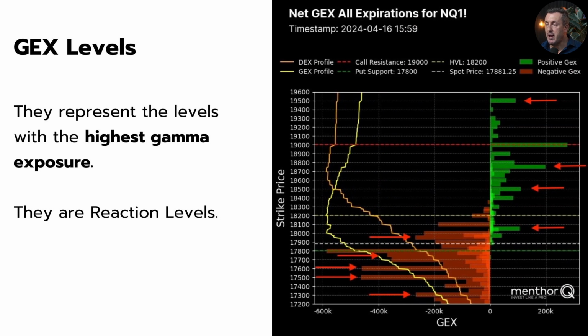On top of the primary levels, we have the secondary levels, which are the GEX level 0 to GEX level 10. They represent the bars with the highest gamma exposure, as we can see from the net GEX chart. Similar to the primary levels, they represent reaction zones.